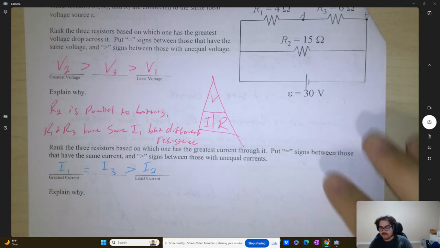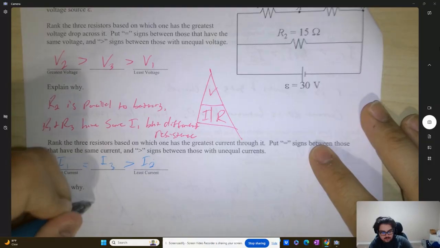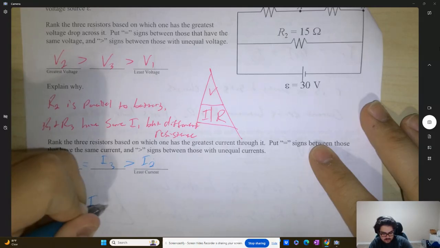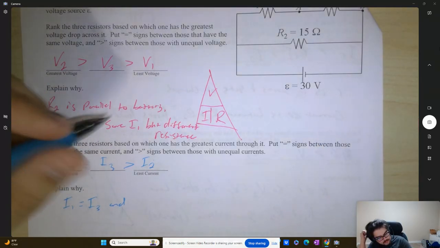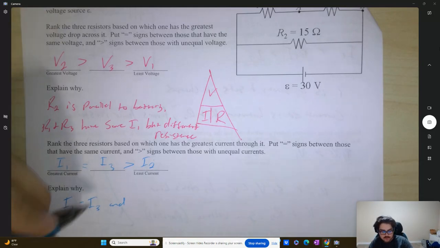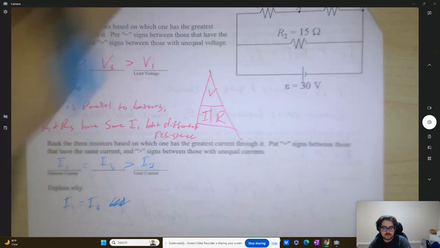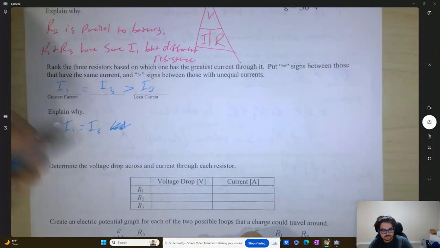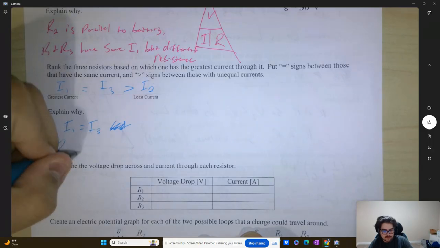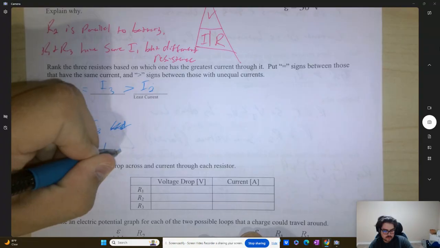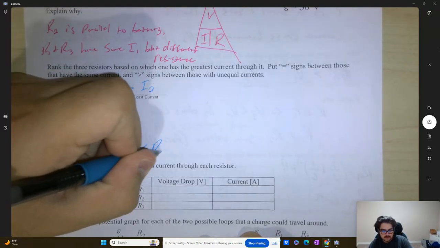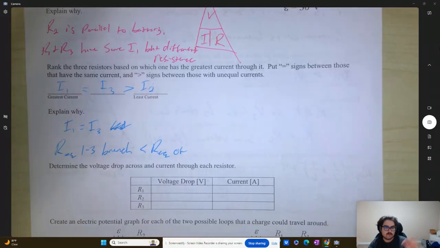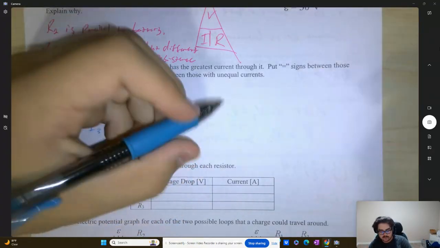And just to briefly explain it, I1 equals I3, so that takes care of that. And then we also know that the REQ of the 1 to 3 branch is less than the REQ of the other branch, or of the R2 branch.